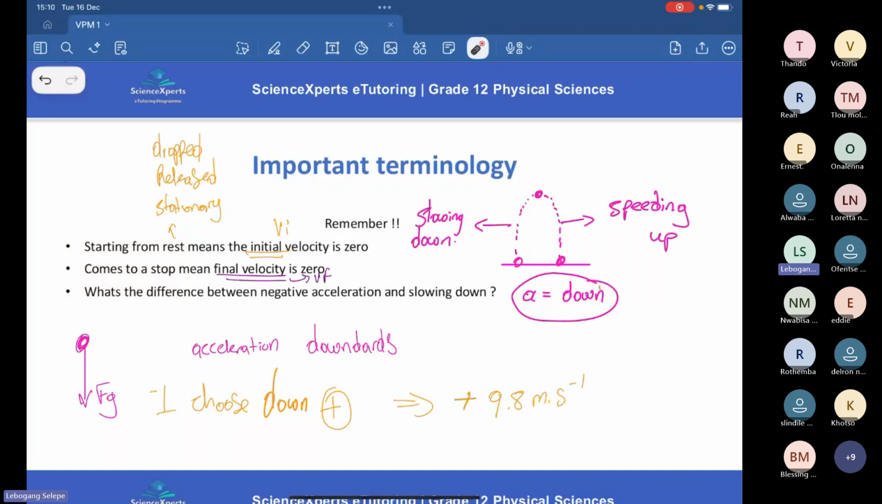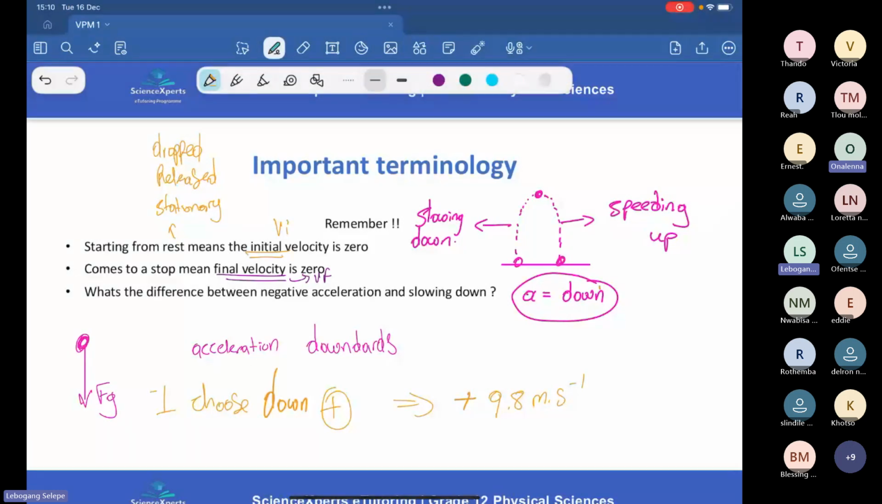Yes, Onalena. There's no, sir, correlation. I think the confusion for me is the slowing down part, where the acceleration is going up and the velocity is going down. I don't understand that part. When we choose positive as down, I understand that part, that it's going to accelerate. The other side, though.